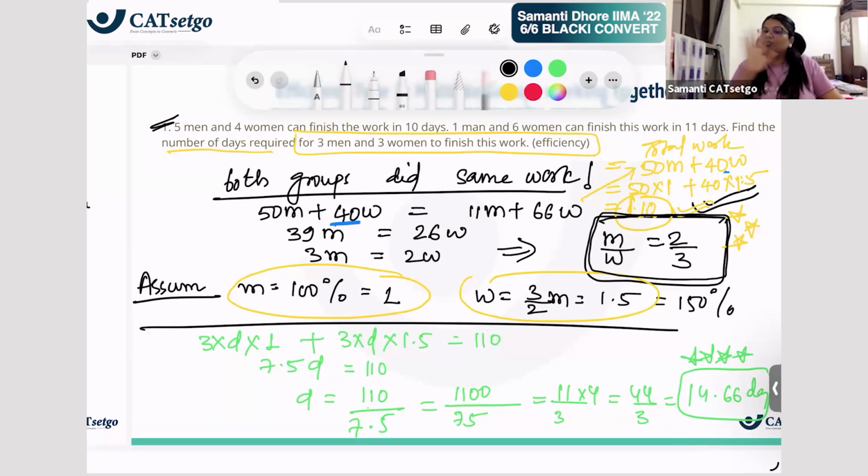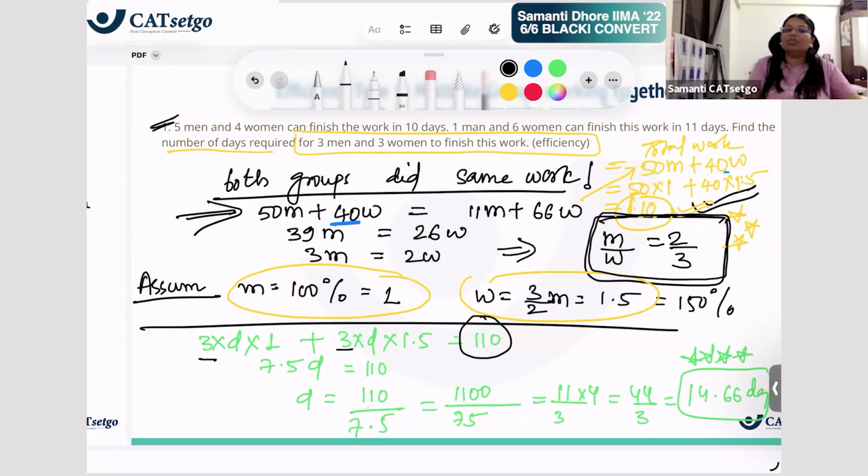Relative number है, कुछ भी assume कर सकती हूँ मैं. जो भी मैंने assume किया, M और W की value मेरी आई, उसके हिसाब से मैंने total work निकाला. Total work can be found by inserting it in any one of these. 11M plus 66W में डालो, 50M plus 40W में डालो. जिसमें भी डाला तुम्हें पता चला कि भाई total work तो 110 units है. So the same 110 units are being done by this new group of 3 women and 3 men. So again, I do the same thing. Work done by men plus work done by women in this new group is also 110. Accordingly, I find out the number of days is 14.66.